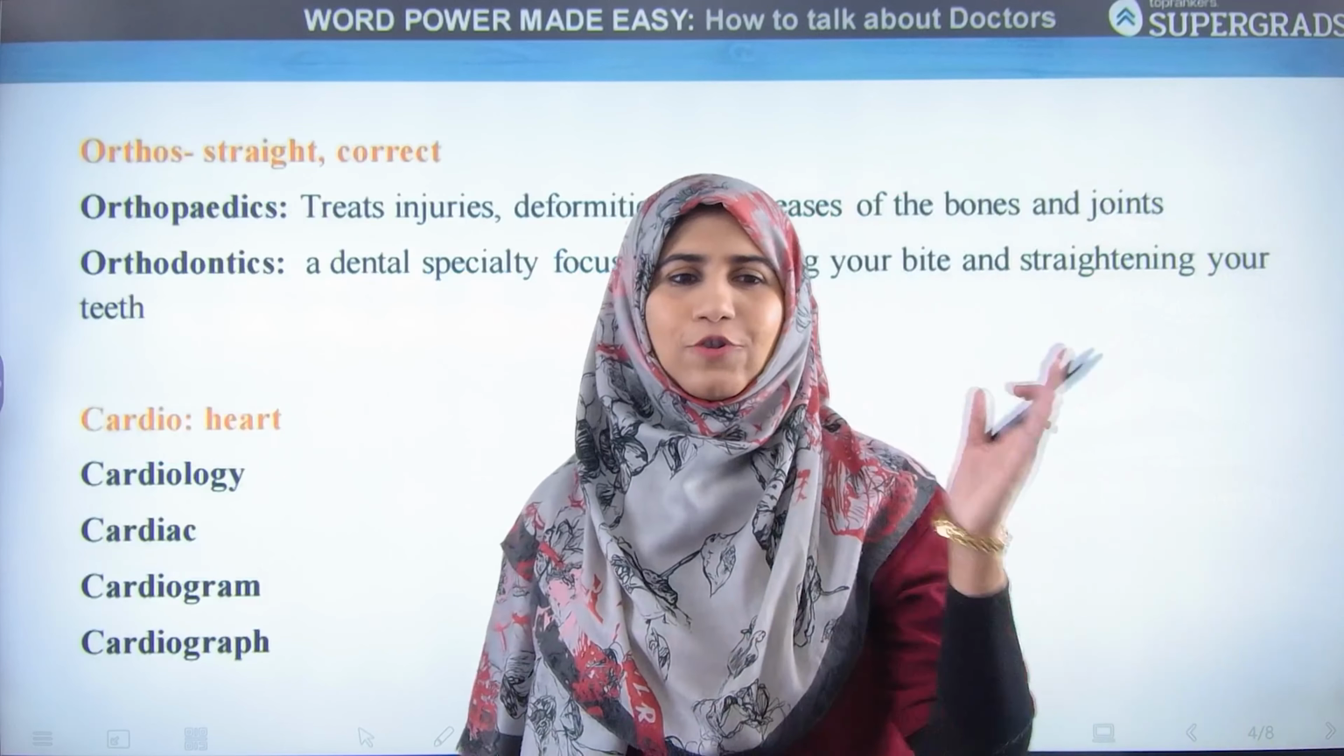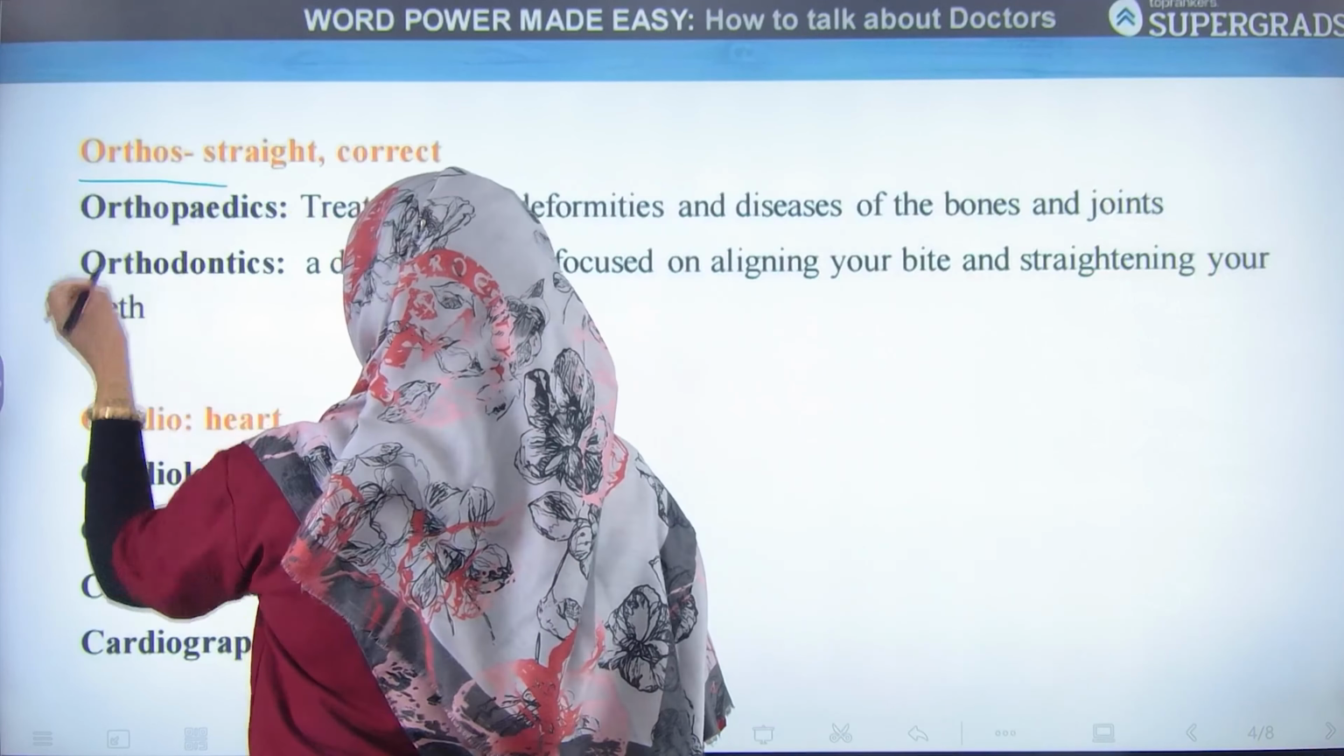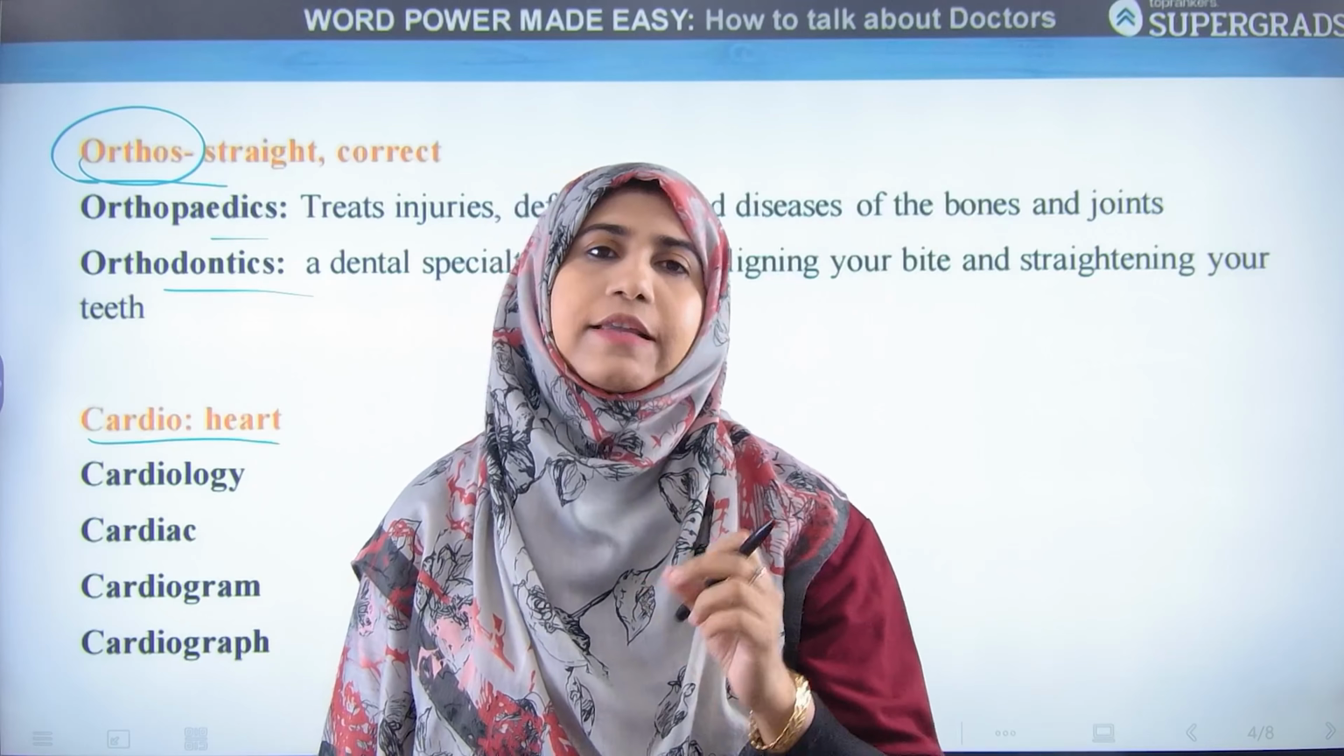So here you see two more root words. One is orthos and the other is cardio. Now, we studied orthos when I was talking about orthopedics, right? And this does not only limit its scope to orthopedics, but there's one more word that stems from it, and that is orthodontics. So we've got to understand what exactly orthos means.